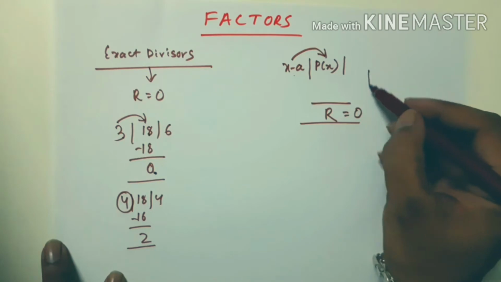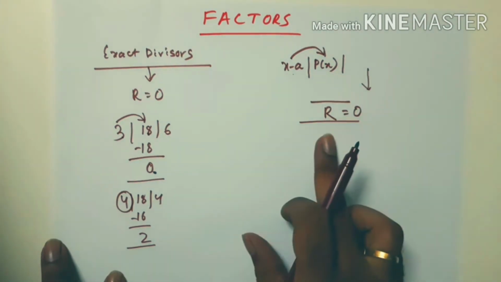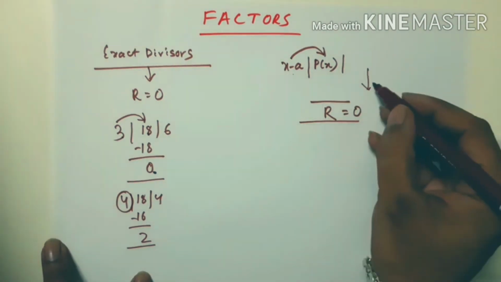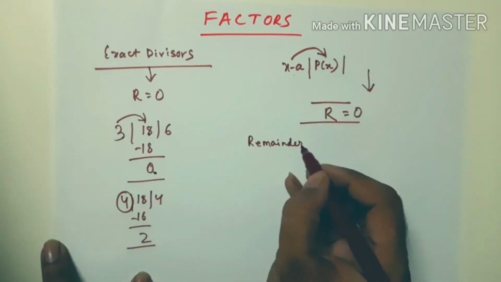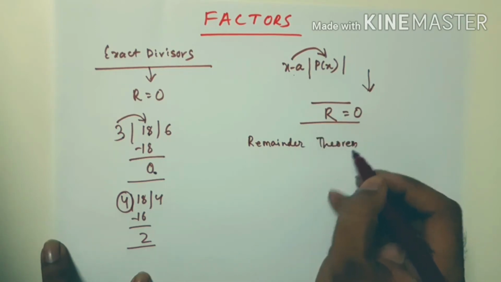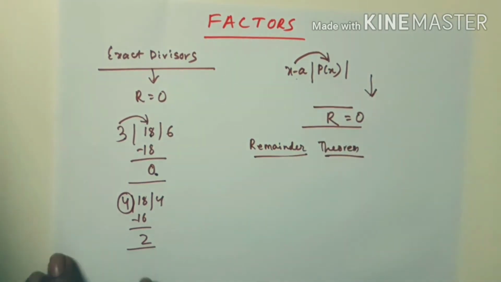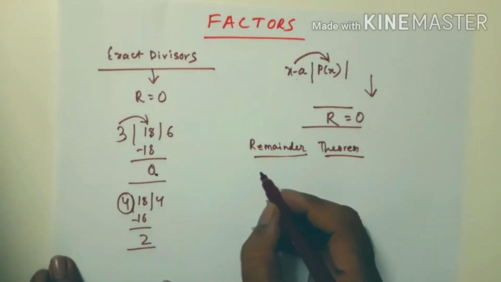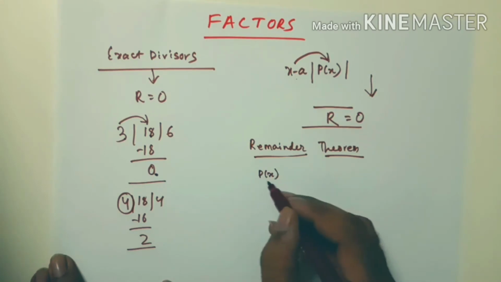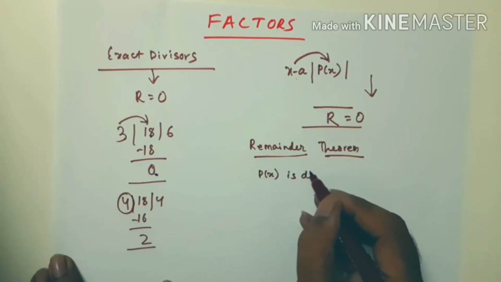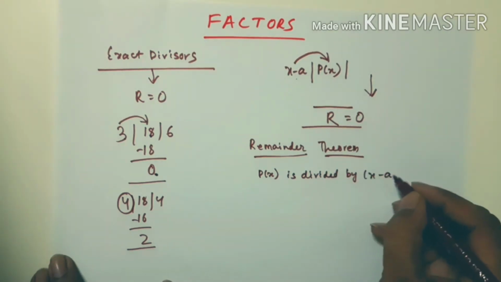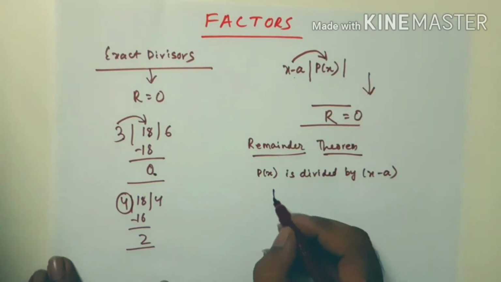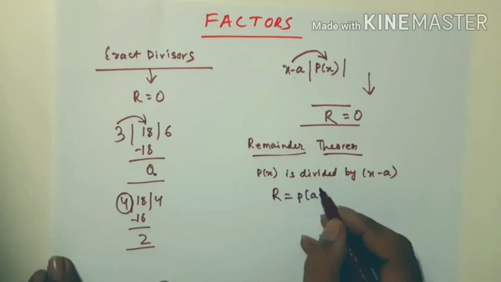But every time we cannot use this long division method to get the remainder. We have earlier studied how to get the remainder: by the remainder theorem. Now what is the remainder theorem? Let's revise it once. The remainder theorem says that if a polynomial p of x is divided by x minus a, then the remainder will always be p of a.